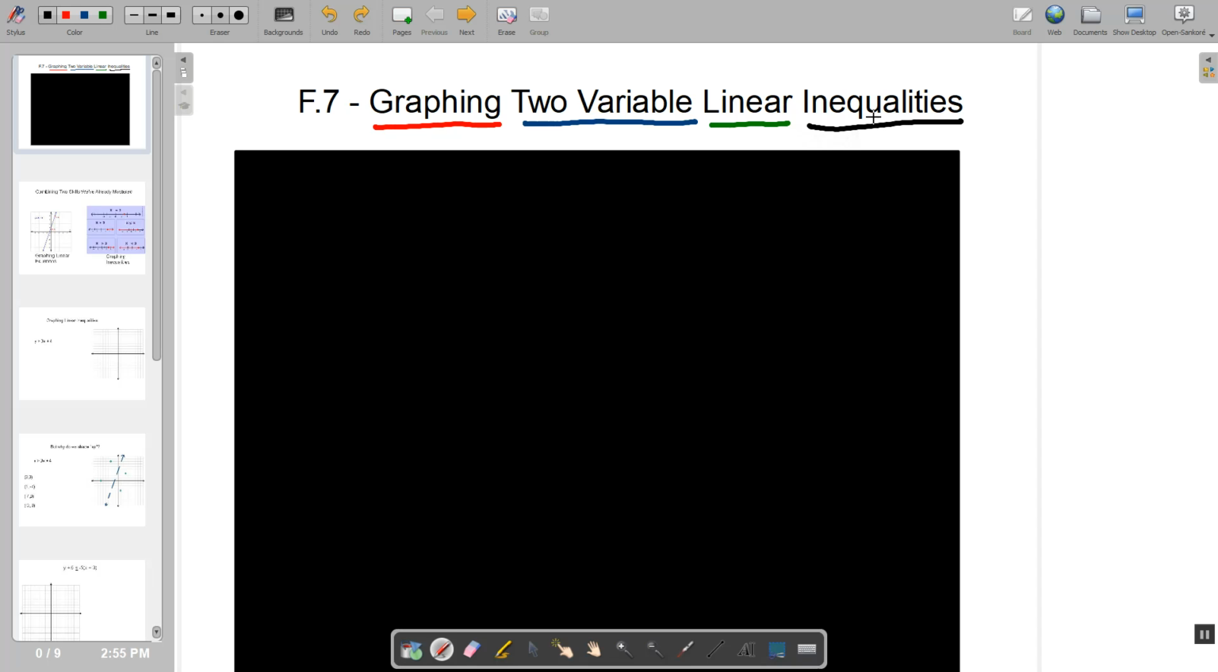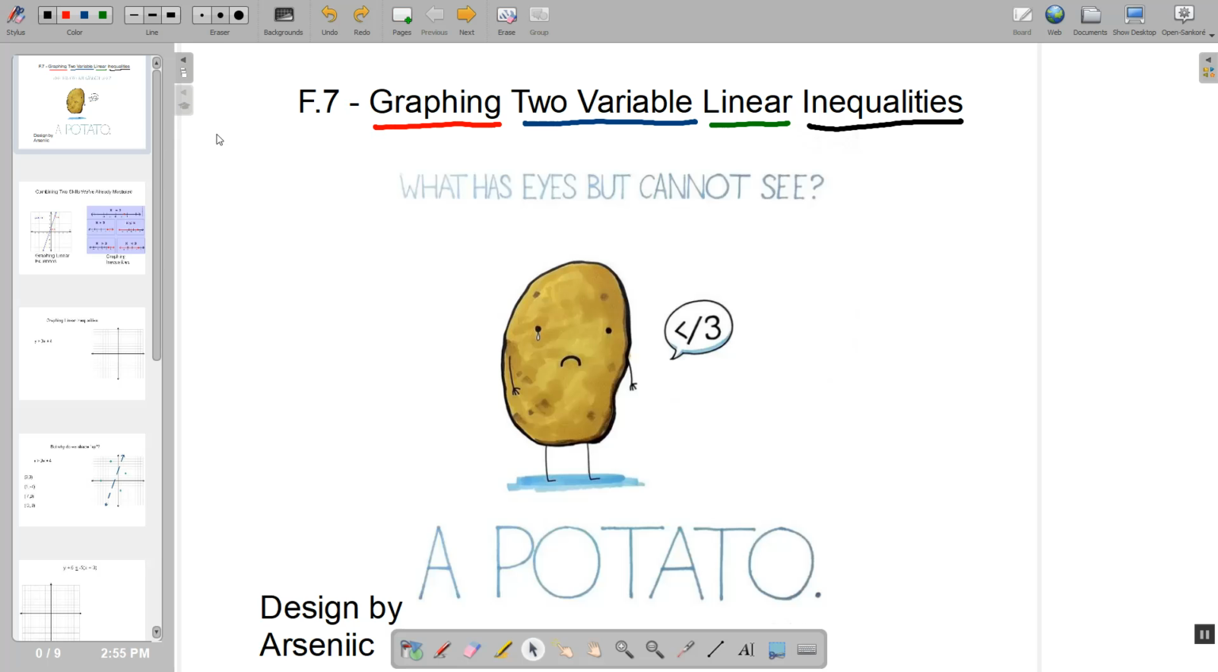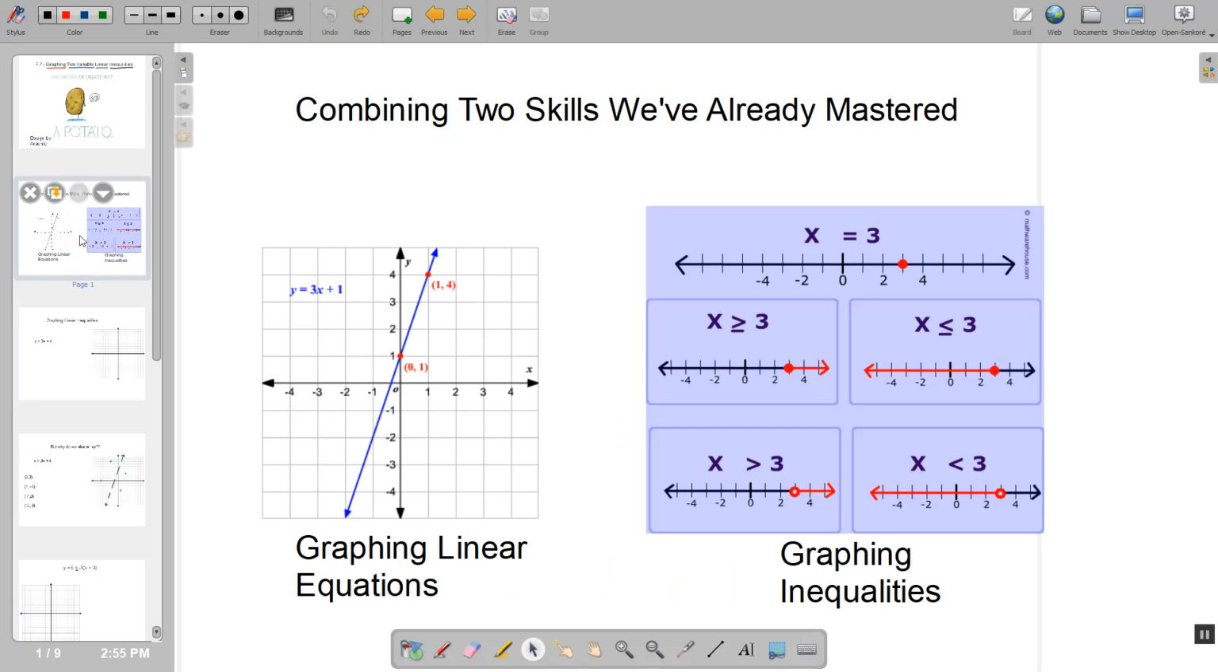So we're going to be graphing linear inequalities, which means something where there's going to be some shading involved, but we're still going to be dealing with x's and y's. And what's really nice about that is it's actually a mixture of skills that we've already mastered. So on the left side, it's just graphing lines using slope, intercept, point, slope, standard form. All of that is going to stay. None of it's going to change.